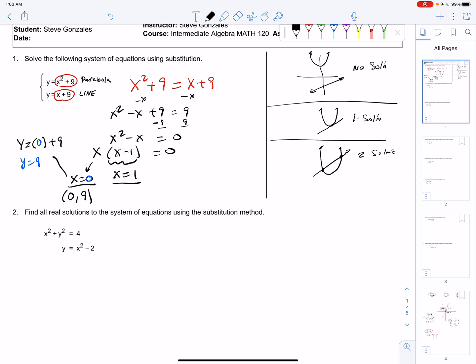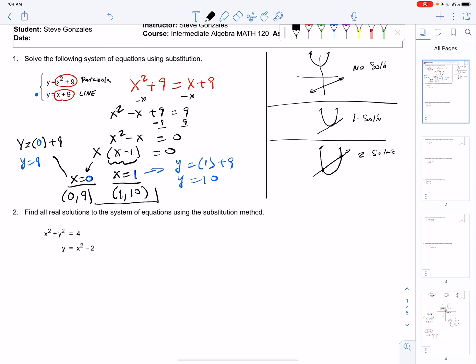And let's get the other solution. Now the other solution is just going to use this value over here. So it's going to be y equals, I'm using that same line equation right here. We've got y equals x plus 9. So we're just going to put 1 in for x in that equation. And that gives us y equals 10. Okay, I think we've got our second solution, which is (1, 10).